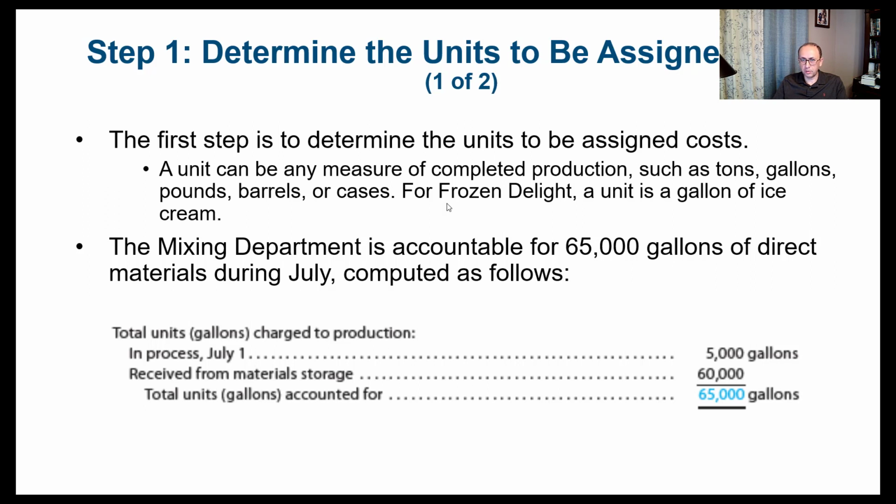And how did we compute that? It's as follows. We had in-process items where they had material of 5,000 gallons. And we received material from storage to be used for the production during July, which was 60,000 gallons. So the total units or gallons accounted for were 65,000 gallons, which is 5,000 in our beginning inventory, coming in process from the month of June, and 60,000 material that were received in the month of July, for a total of 65,000.